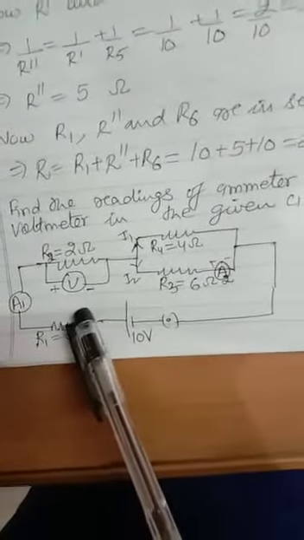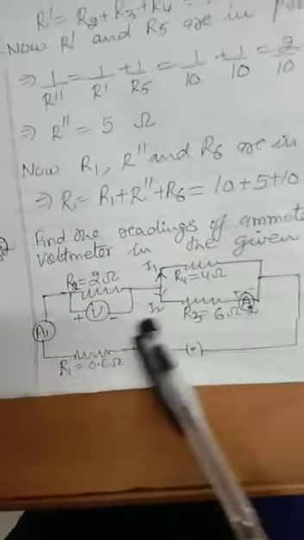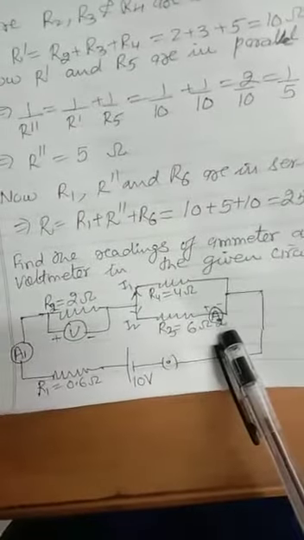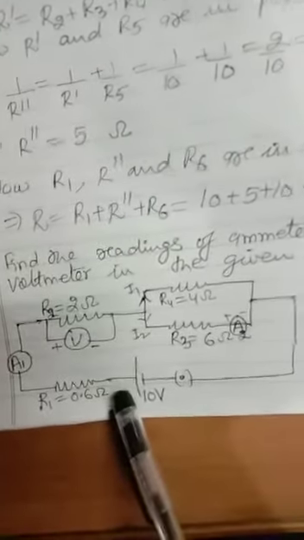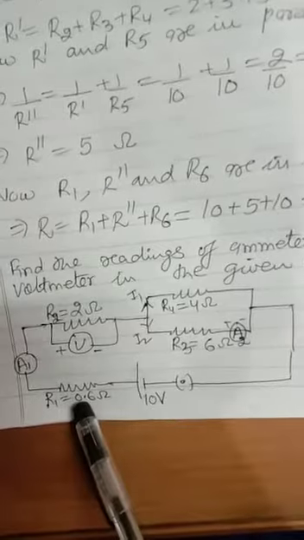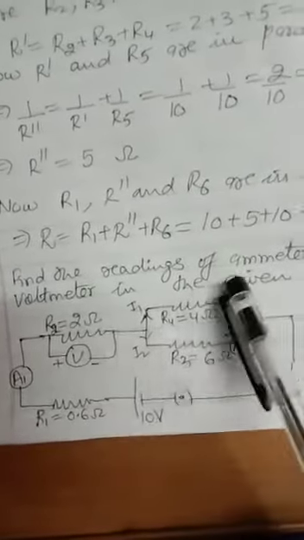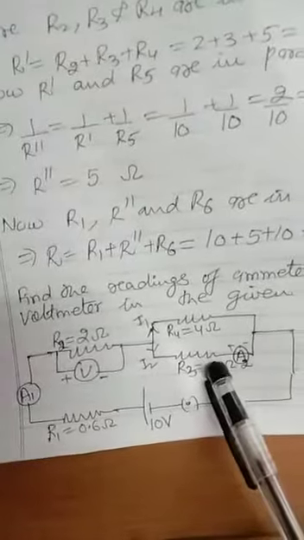Similarly, one more question we are taking. In this question, we have to calculate the readings of ammeter A1, voltmeter V and ammeter A2. In this circuit, a 10 volt battery is used. In series with that, a 0.6 ohm resistance is there. Then a 2 ohm resistance, and 2 more resistances, 4 and 6, are in parallel.